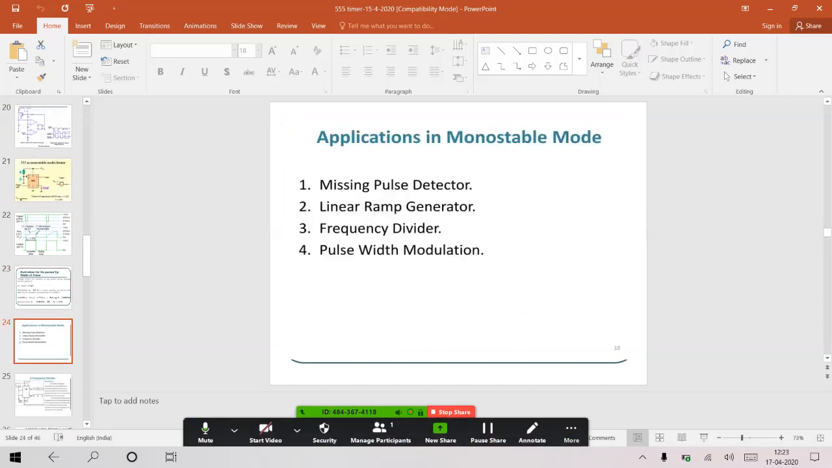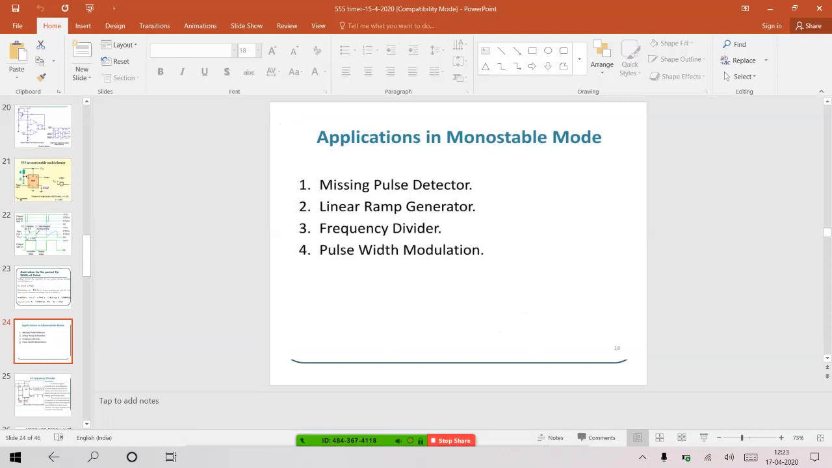Before that, I will mention a few applications. Already in the beginning we discussed some applications. We can discuss them in detail if you have interest, but because this is out of scope at your first year level, they don't ask about the detailed circuitry, so I don't want to discuss and make it complicated at this level. Just remember that the 555 timer in monostable mode has applications like detecting missing pulses in a continuous waveform, generating ramp waveforms, and frequency division operation. One important application is PWM generation, which is possible with this 555 timer.